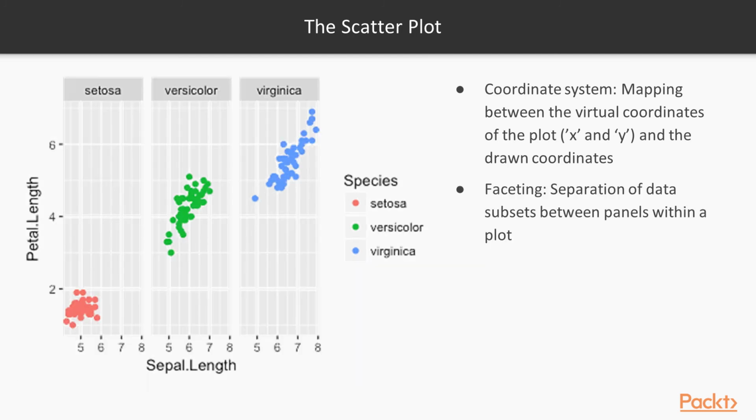Finally, the grammar of graphics describes a way in which subsets of the data can be split between separate panels within a plot. This is called faceting. In this example, the plot is being faceted by species, with each iris species drawn in its own plot panel. Note that, as with changing the coordinate system, the fundamental properties of the plot have not been altered. Each panel has the same aesthetic mappings, the same scales, and the same geoms.